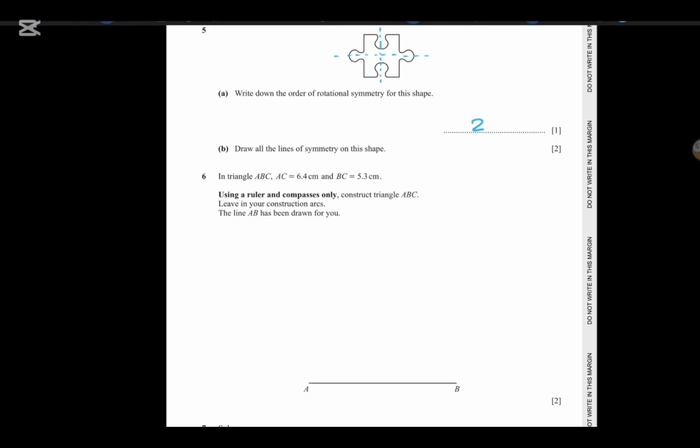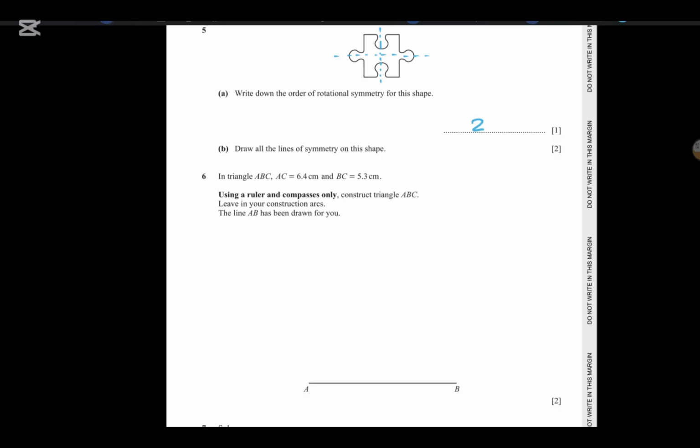Question number 6. In triangle ABC, AC is equal to 6.4 centimeters and BC is equal to 5.3 centimeters. Using a ruler and compasses only, construct triangle ABC. Leave in your construction arcs. The line AB has been drawn for you.